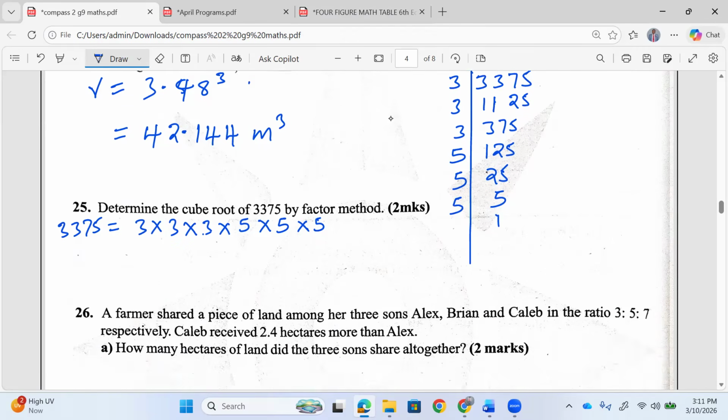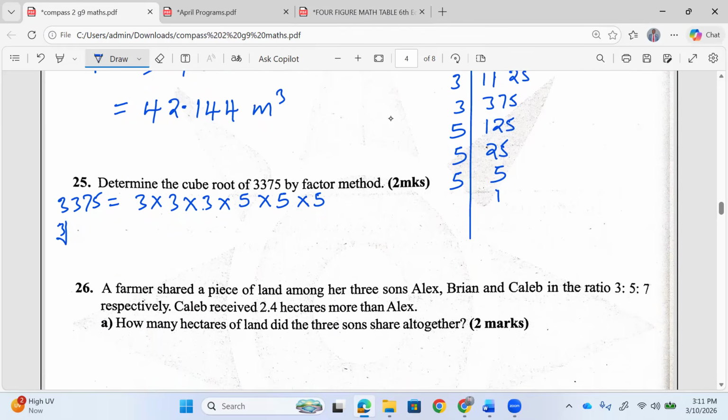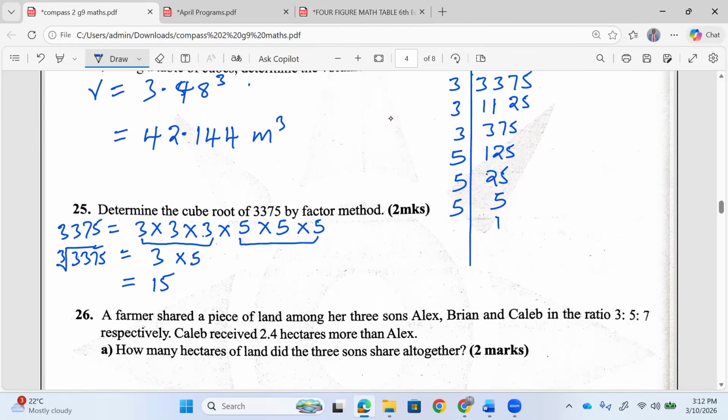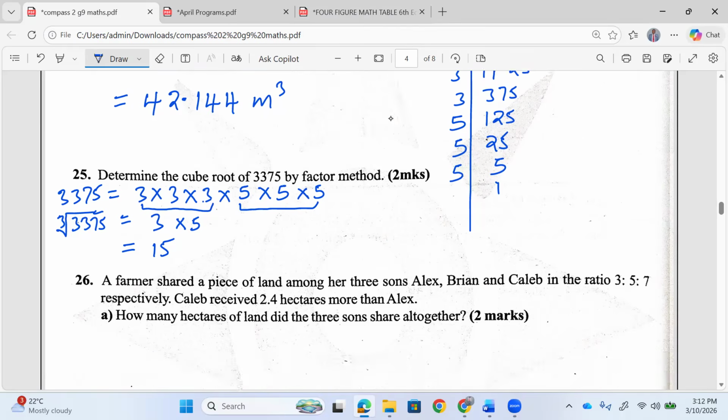We pick only one. So when you talk about the cube root of 3375, then from these 3 similar factors, we pick only one. And from this other similar group, we pick only one. And this takes us to exactly 15. Remember, if it was square root, we would have picked one factor from every pair or from every group of 2. But for cube root, we pick a factor from every group of 3.